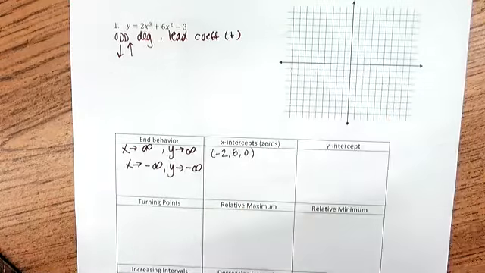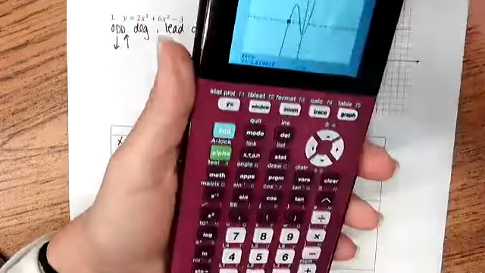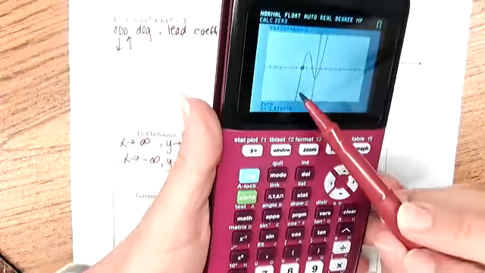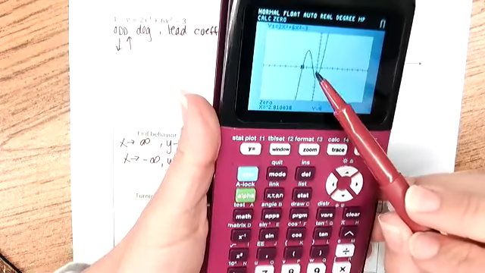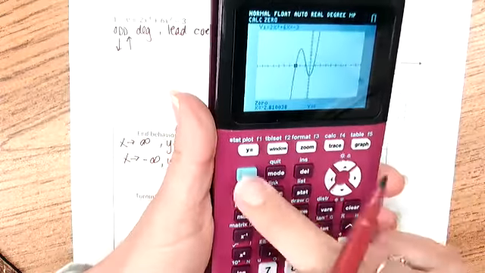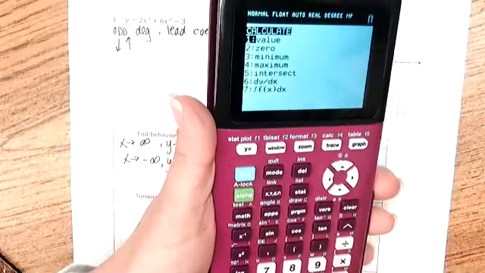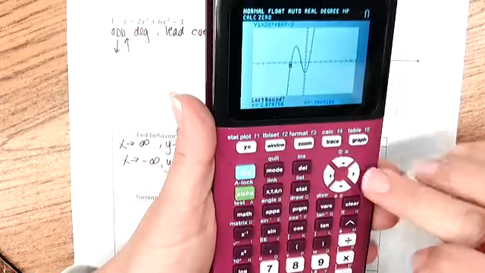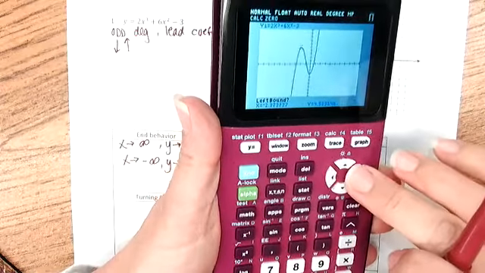Okay, that's one of them, but remember there's 3. The degree is 3. There should be 3 of them. And if you look at your graph, there's 1, and then there's another one around negative 1, and then there's another one around positive 1. Do it again. Second trace. Number 2, find the zero.